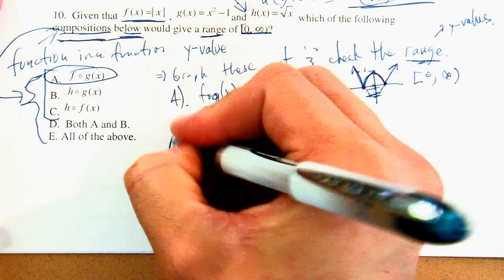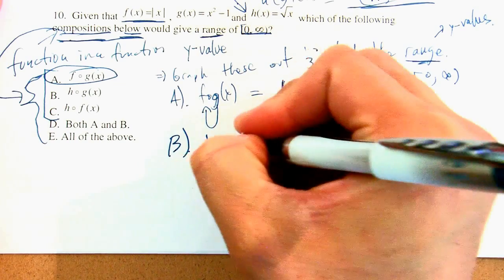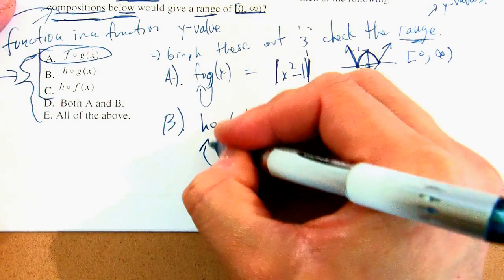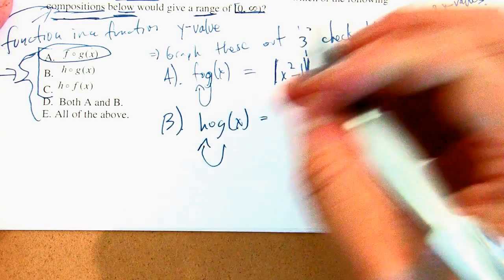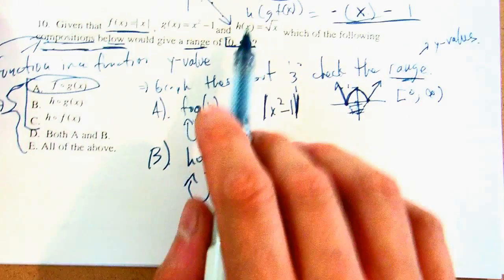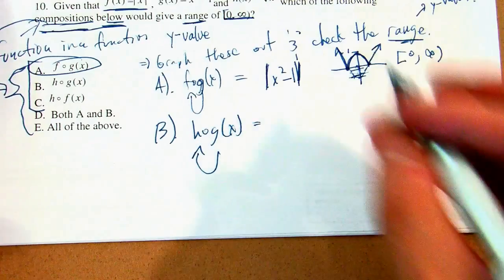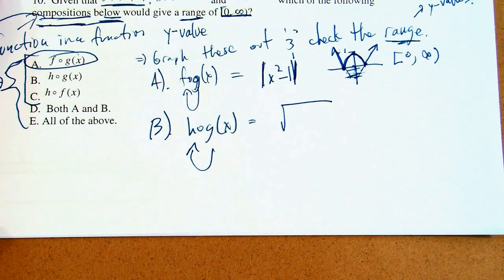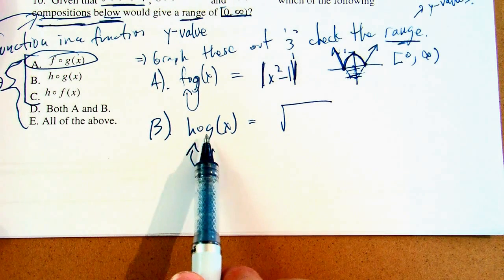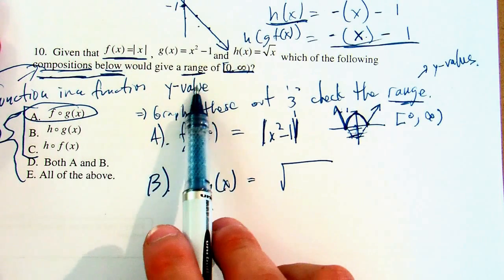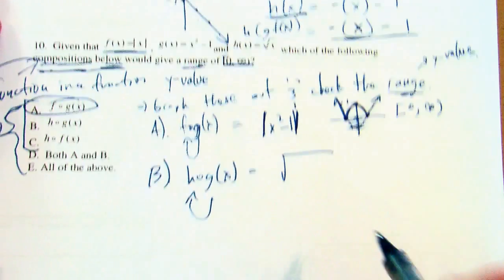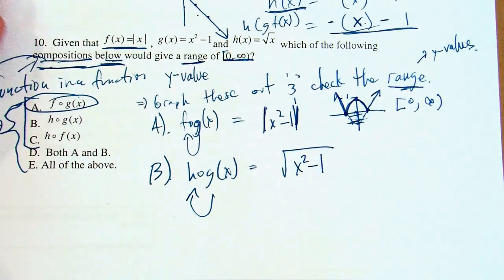Okay, now we're going to check B. H of g of x. So I'm going to put g in h. I first write down the outside function, which is h. H is the square root of x. So I write down the square root of blank, and I put in the inside function, which is g, this guy here, x squared minus 1.